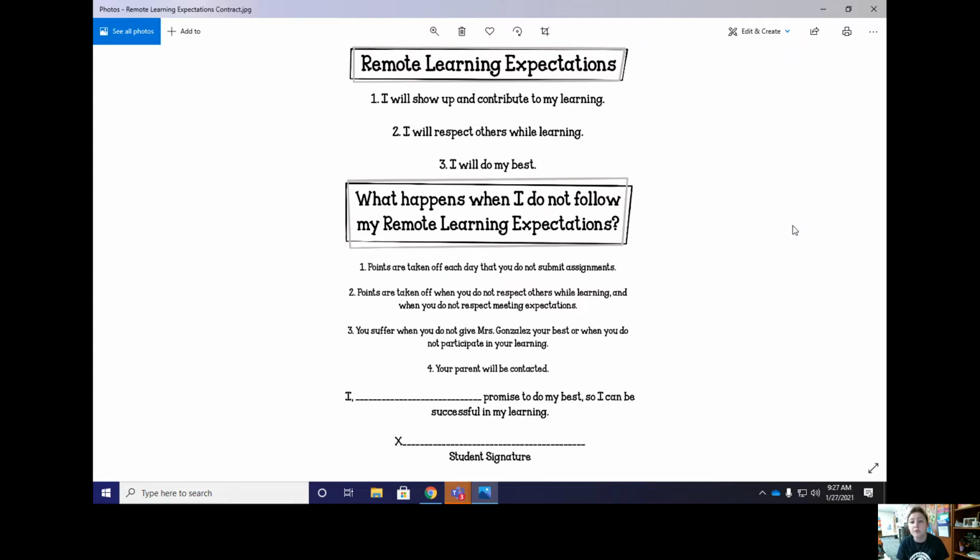You guys are old enough to know that you have to be responsible. You got to start being responsible, because when you go to 6th grade, you have to be responsible with your learning. And I just want to set you up for success.